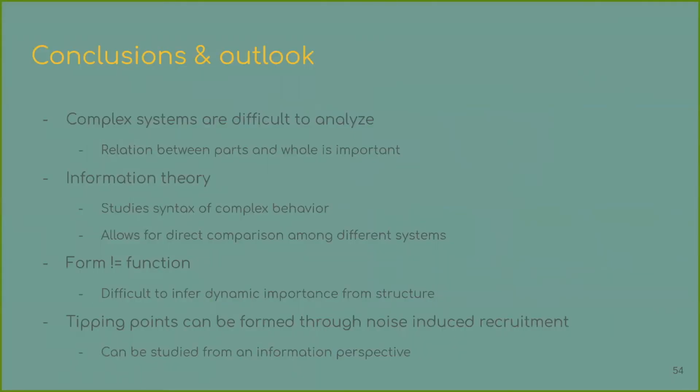So as a conclusion and outlook, I showed you that complex systems are difficult to analyze. They have many interactions. Information theory can form a nice way of analyzing these systems because you can do it based on observations alone. There are of course all kinds of restrictions, which I didn't go into in this talk. I showed you that form and function are not necessarily the same, and they interact non-trivially. And tipping points can form an interesting way to see them from an information theory perspective.